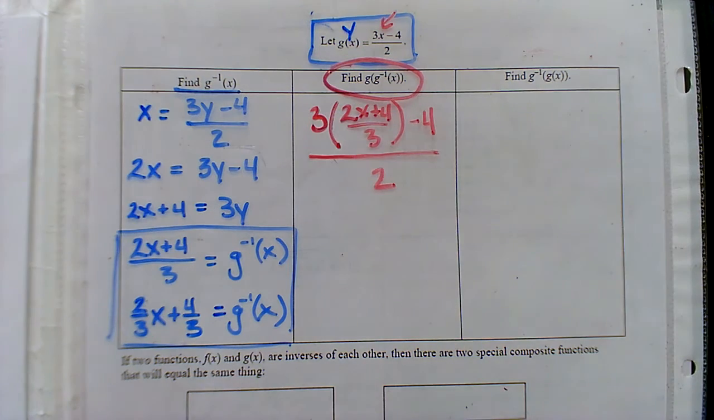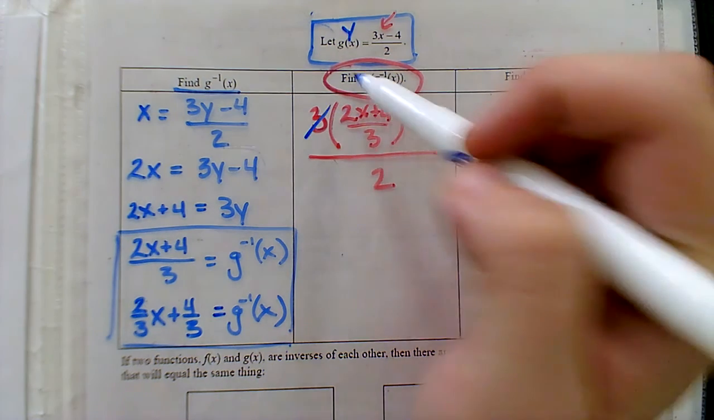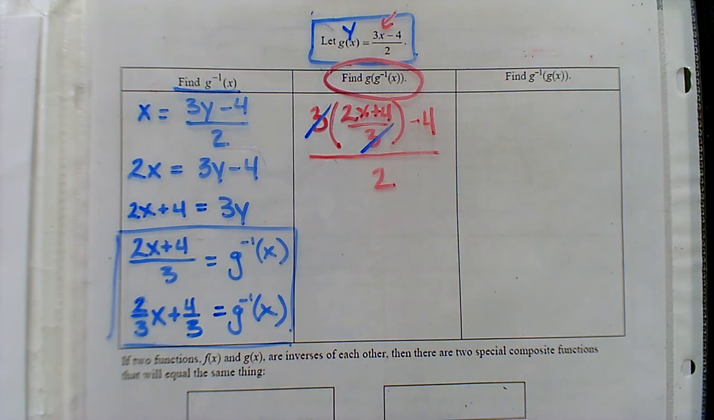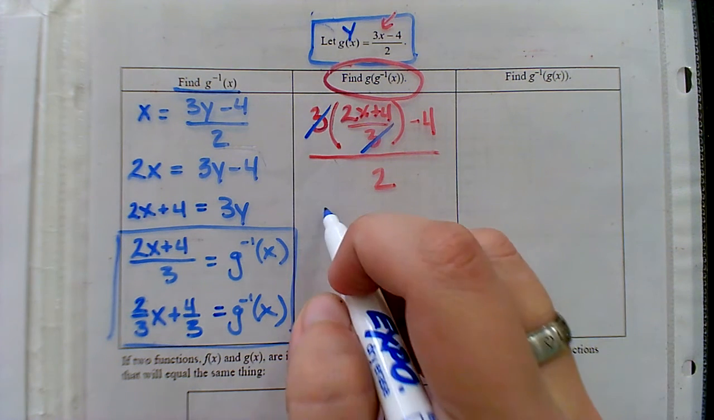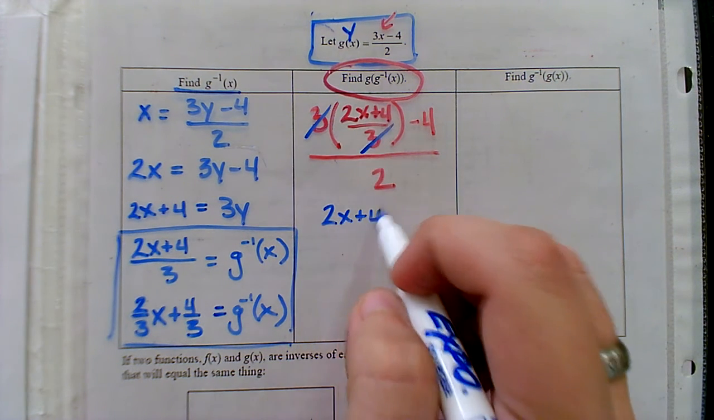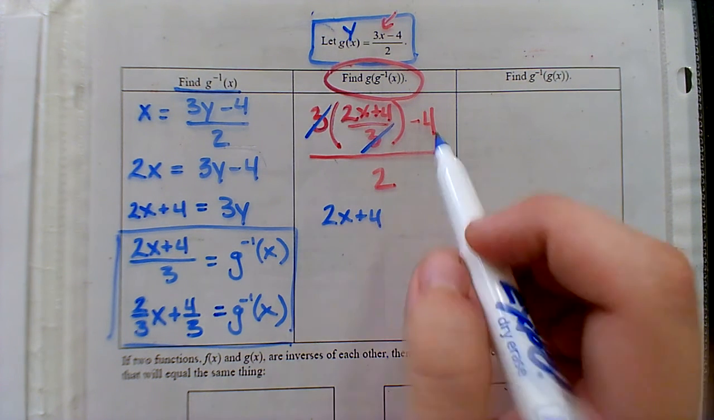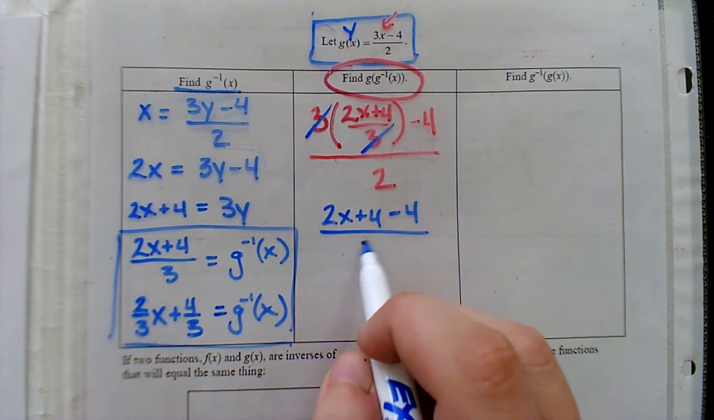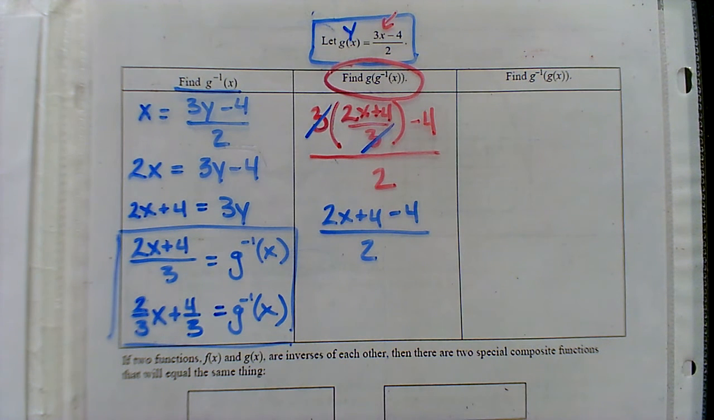We're multiplying by 3 off the top, so those would cancel out. Notice how we have a multiplication of 3 and a division of 3. Those are inverse operations, meaning they cancel each other out. They undo each other. So we're left with the 2x plus 4 from the numerator. We still have the minus 4 on the end, and all of that is still over 2.